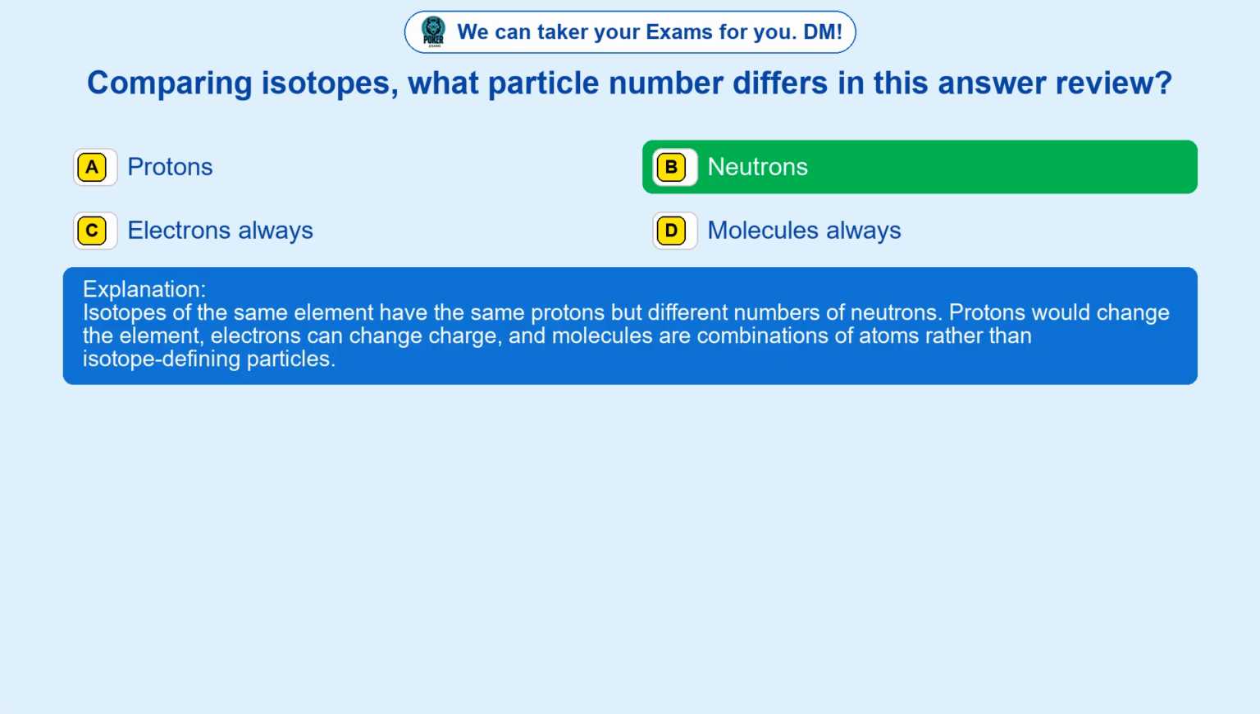Isotopes of the same element have the same protons but different numbers of neutrons. Protons would change the element, electrons can change charge, and molecules are combinations of atoms rather than isotope-defining particles.